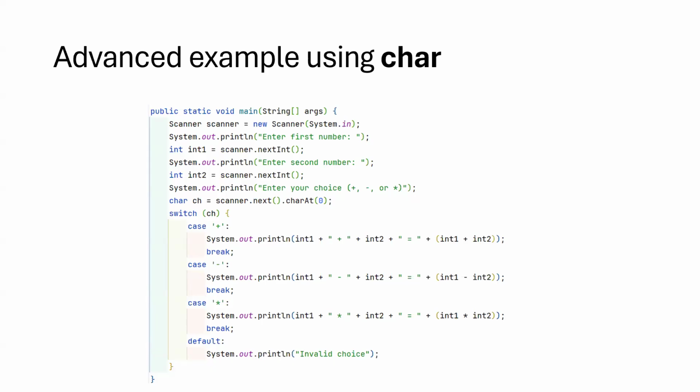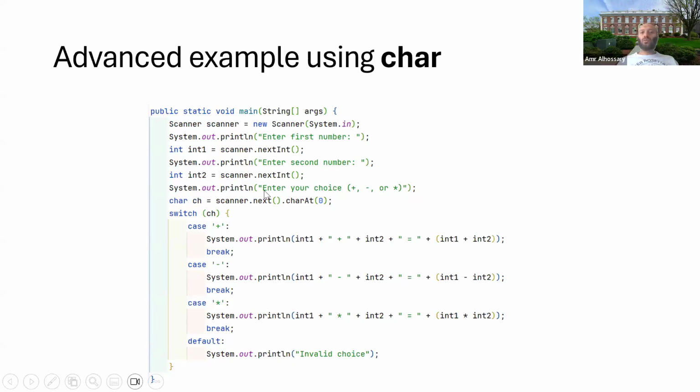So look here. Instead of asking the user to enter a choice, giving him one for plus, two for minus, three for multiplication, I ask the user to enter the choice directly, plus, minus, or asterisk, and take the character. Notice here that I didn't use nextInt. I used next and charAt 0, put it in a character. And the character itself is an integer value.